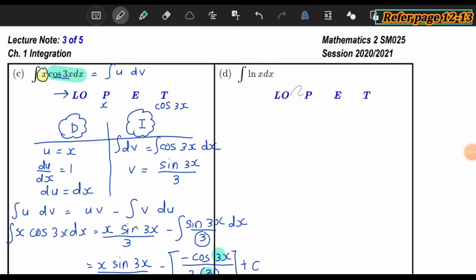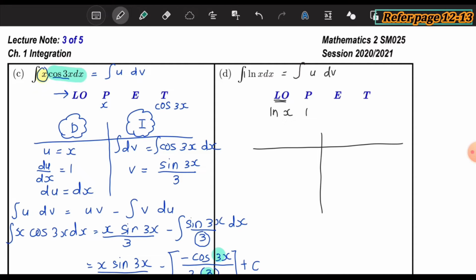Part D. Integrate ln x dx. We compare with integrate u dv. Log function is ln x, and we don't have any other function. But actually, this is equal to ln x times 1 dx. Actually, we have 1 here, and 1 is equal to x power of 0. So, we put 1 under polynomial.